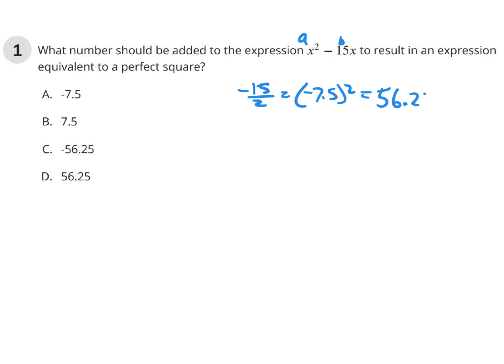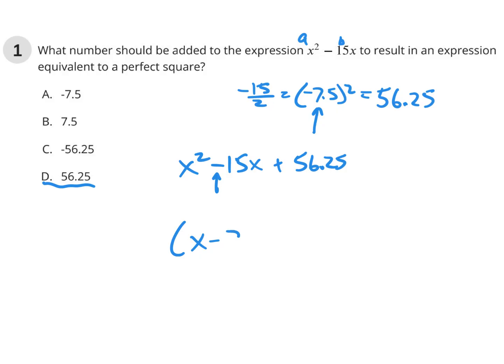positive 56.25. Remember, when it's a negative, please put it in parentheses. A perfect square is going to be positive 56.25. And this number right here is going to go in your expression. So when you get x squared minus 15x plus 56.25, this determines the sign of both terms. So it's minus 7.5 quantity squared. This is a perfect square.